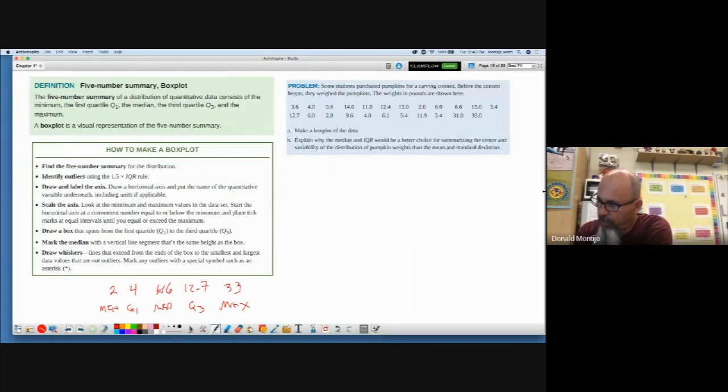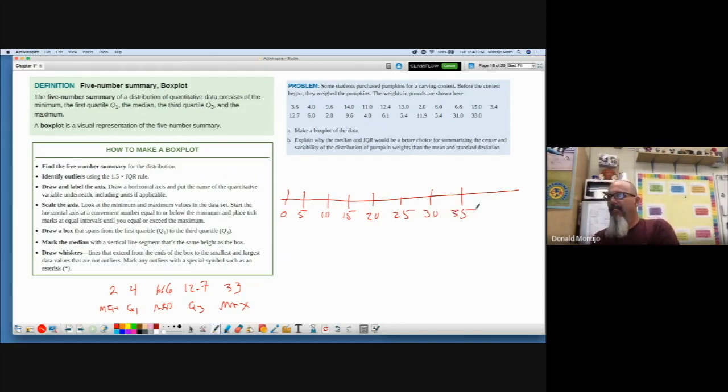So when I make the box plot, for my x-axis, I need to figure out what my intervals are going to be. And what do I need? So let's see, I need to go probably from 0 to 35. Maybe if I go by 5s: 0, 5, 10, 15, 20, 25, 30, 35. I just kind of looked at that in my head and said, well, what do I need to go by? And that's what you'll have to do to make your x-axis.